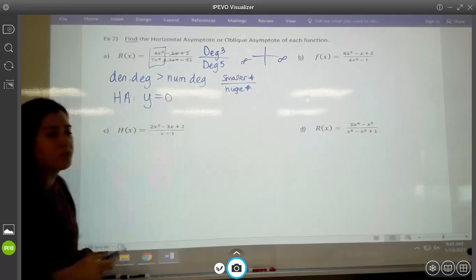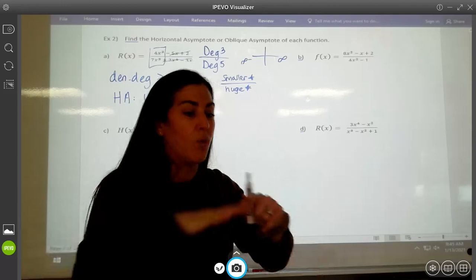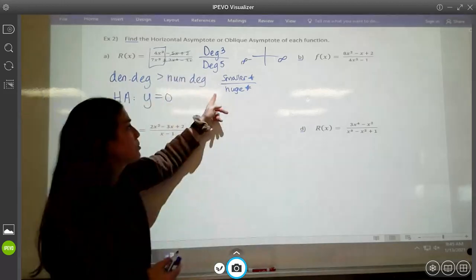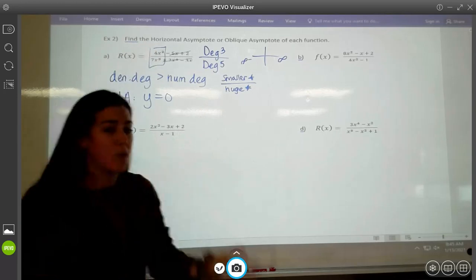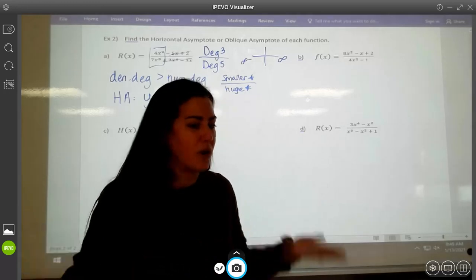And that's exactly what the rule says. The rule says when the bottom degree is bigger, your HA will be the line y equals 0. And that's just a rule you have to memorize. But this helps me remember: when the bottom degree is bigger, this is going to be a big number and a small number. A small number divided by a big number has to head towards equaling 0 as x gets bigger and bigger and bigger.